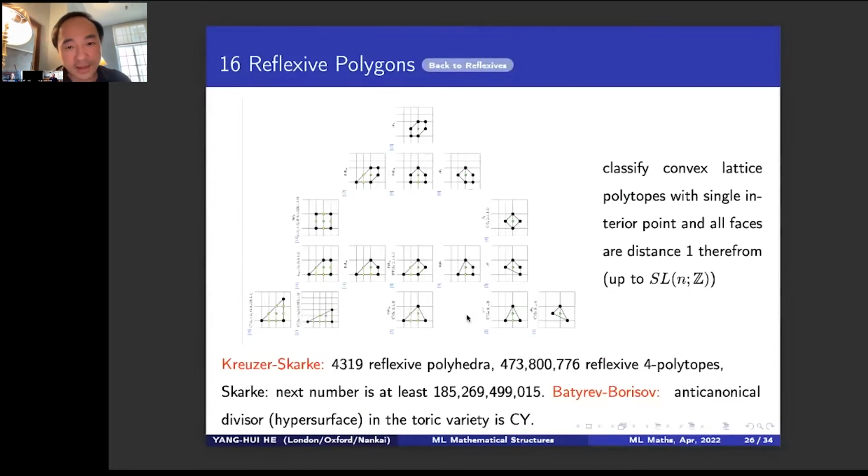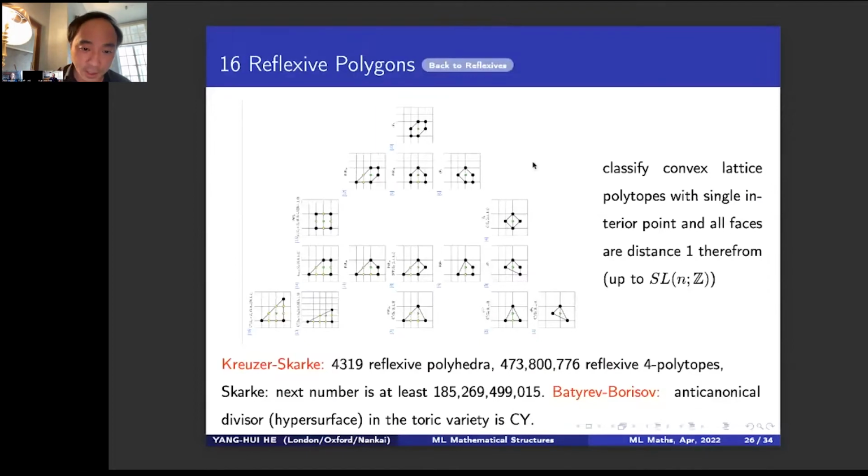And the point is that there's a beautiful theorem of Borisov and Batyrev in the late 90s, which says if you take any of these combinatorial objects, you write down the compact toric variety from this data, then you take the anti-canonical divisor within this toric variety, it will be Calabi-Yau. So this theorem guarantees a very efficient way to create Calabi-Yau manifolds.